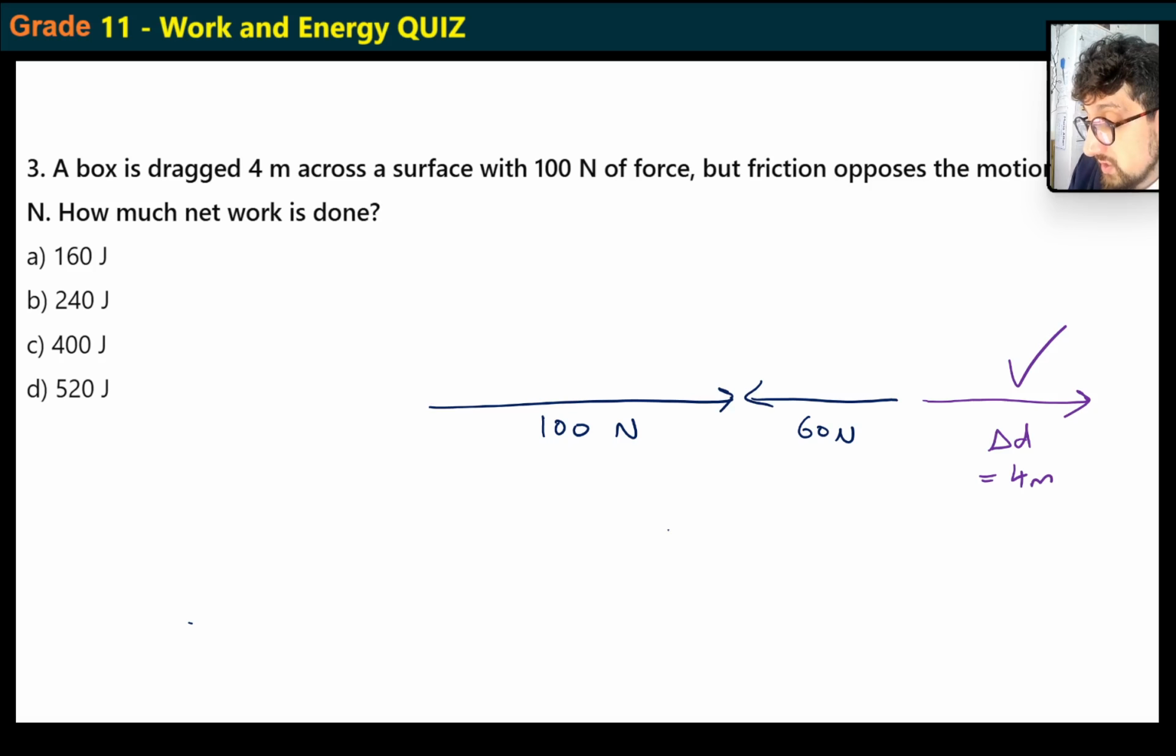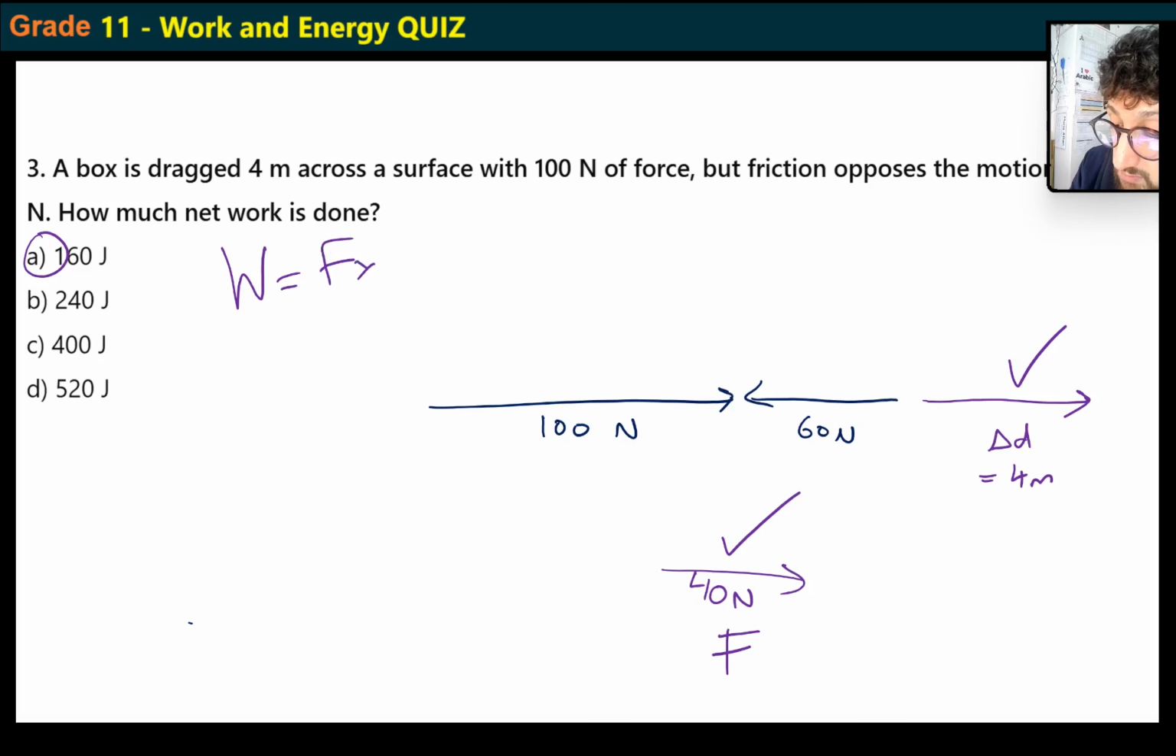It's the force that we need to sort out. So what I need to do is figure out what the net force is going to be. It's going to be 40 newtons this way, isn't it? Now I've got the force and the displacement, so work is equal to force times displacement, which is 40 multiplied by 4, which is 160.